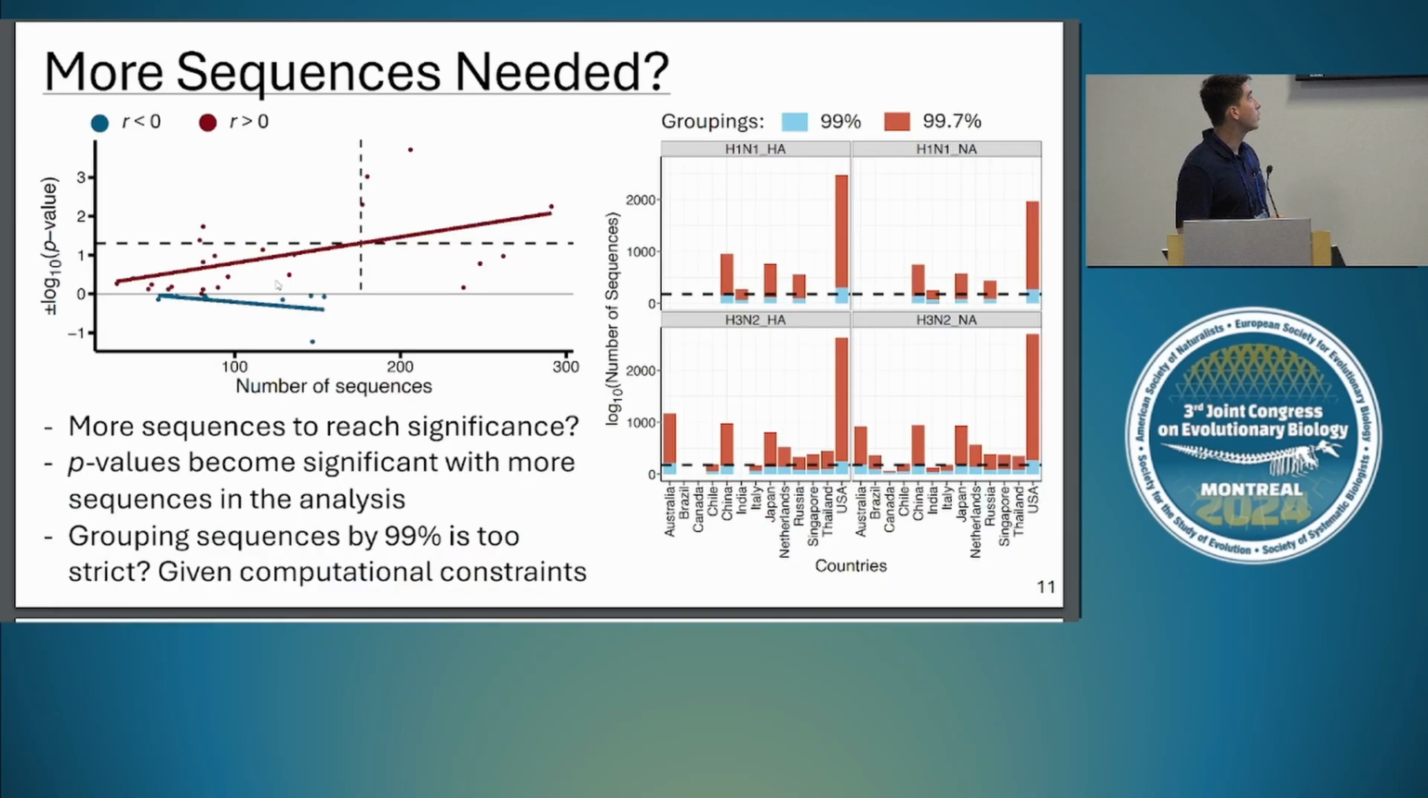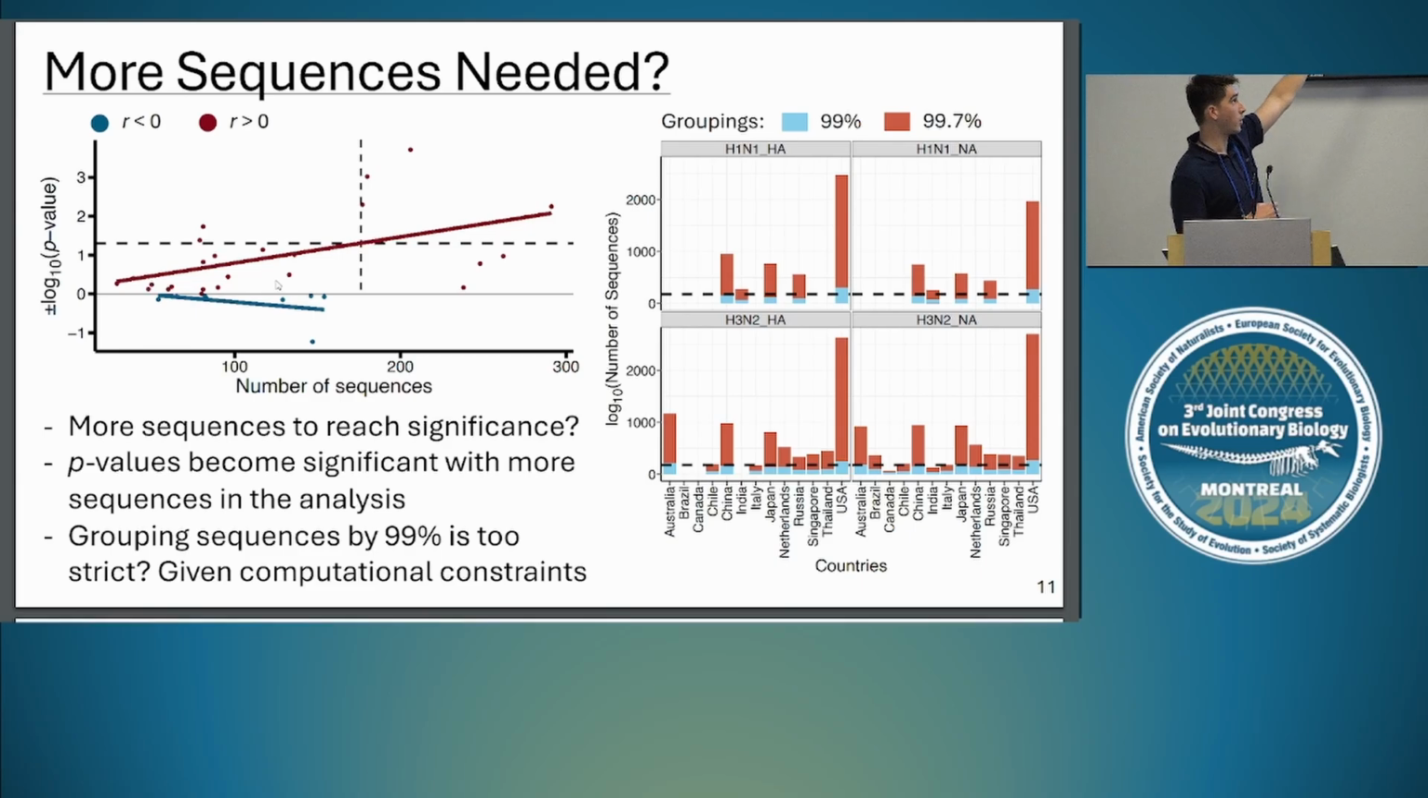Finally, we also looked at our analyses that were not significant, and we realized we might be lacking some sequences to catch this effect because it seems like this is a very small effect. So here I plotted the number of sequences according to the p-values for each analysis. The red line is for the correlations that have a positive slope, and the blue one for the ones that had a negative slope. And we can see that for the positive ones, the p-value is significantly correlated with the number of sequences.